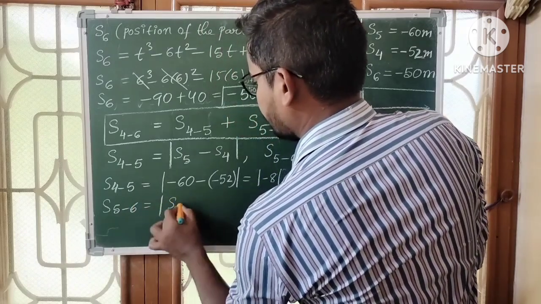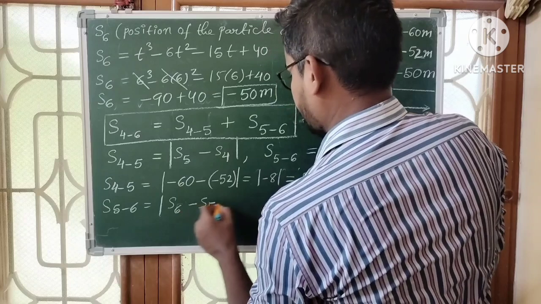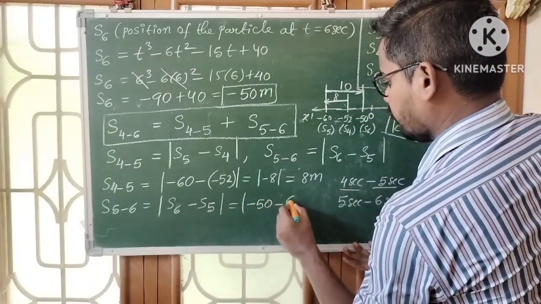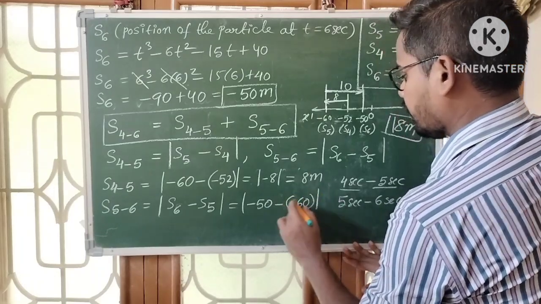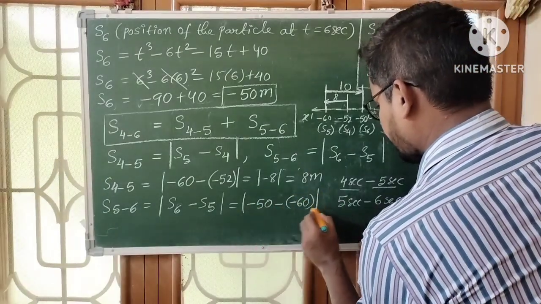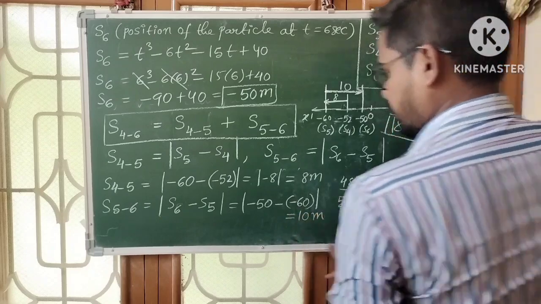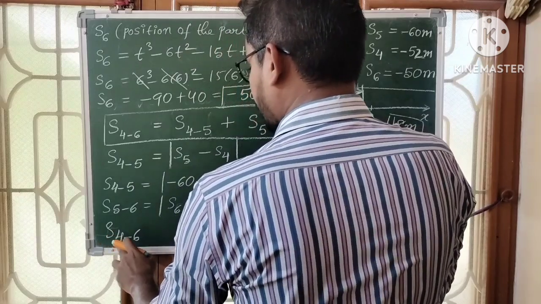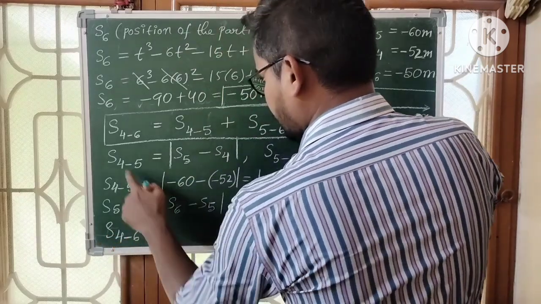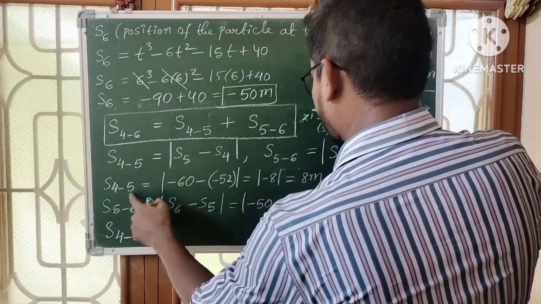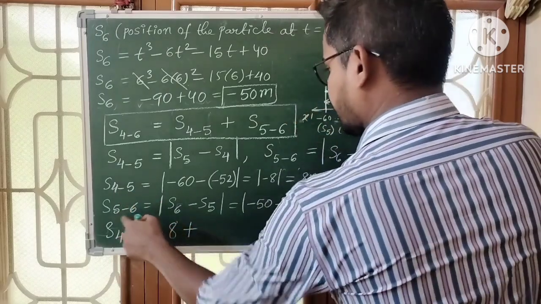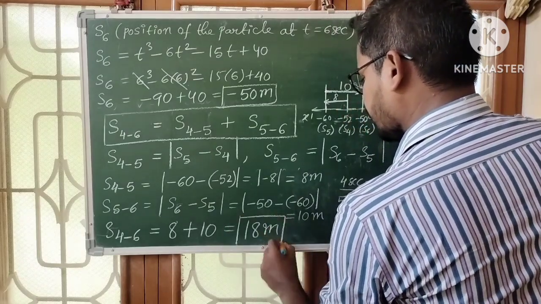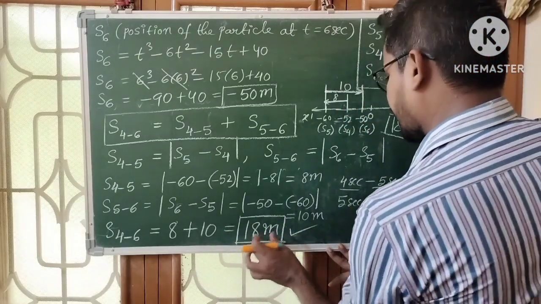Now S5 to S6. The formula is S6 minus S5. S6 is minus 50, minus of minus S5, 60. Minus into minus is plus. 60 minus 50 is 10 meters. Now S4 to 6. The distance travelled by the particle from 4 seconds to 5 seconds is 8 meters, plus from 5 seconds to 6 seconds, 10 meters. So the total distance covered by the particle from 4 seconds to 6 seconds is 18 meters. This is the final answer.